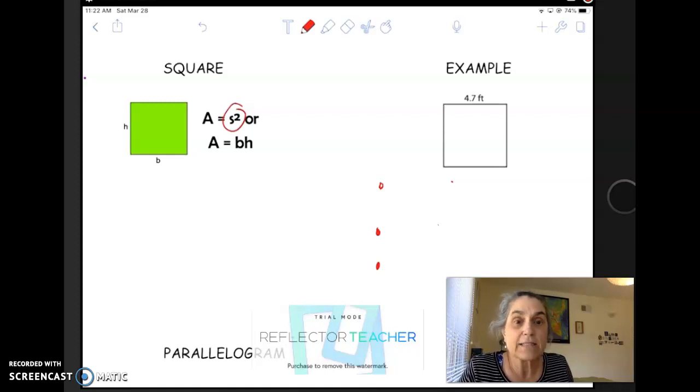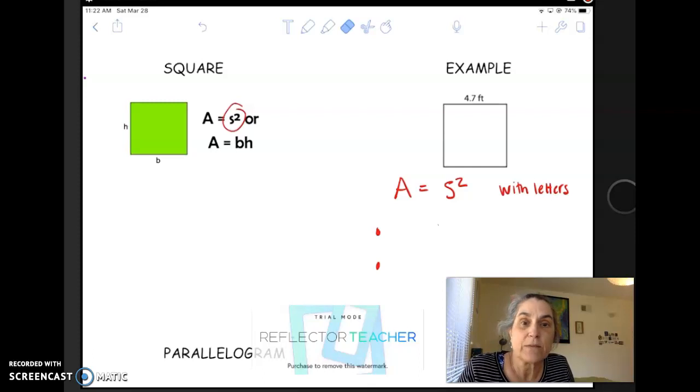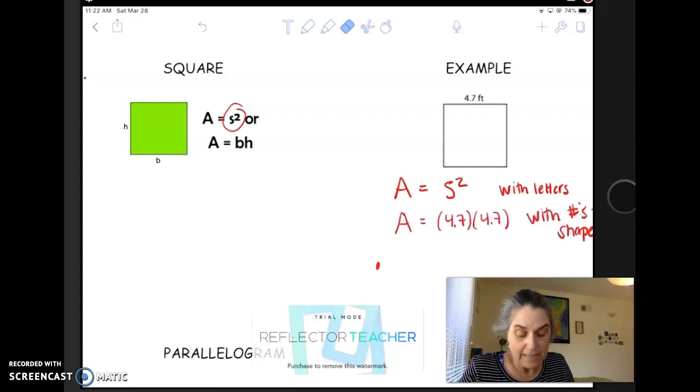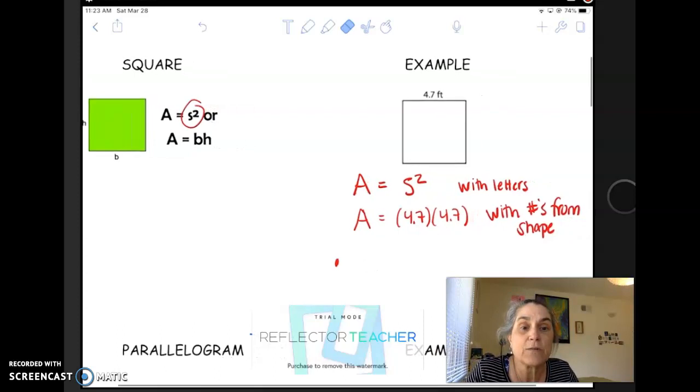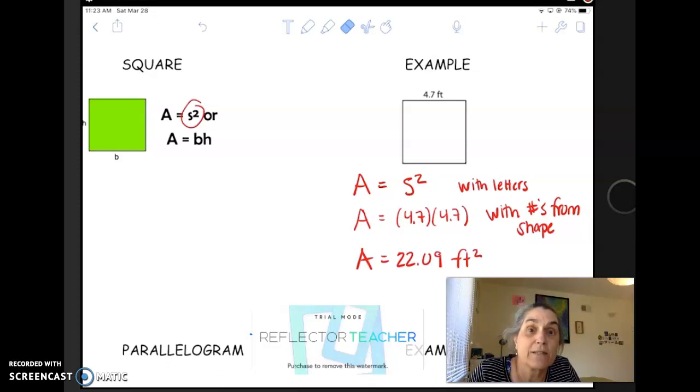Our example is a square that has the length of the side 4.7 feet. So my first step is to go ahead and write the formula down with the letters. Then my second step is going to be to substitute in the values or the numbers from the figure into the formula. So in this case, it's going to be 4.7 times 4.7. That's side squared. And then lastly, I can use my calculator to do that multiplication, and I would get 22.09 feet squared. One of the things I want to make sure I do is include my units, and units for area are always going to be square units.